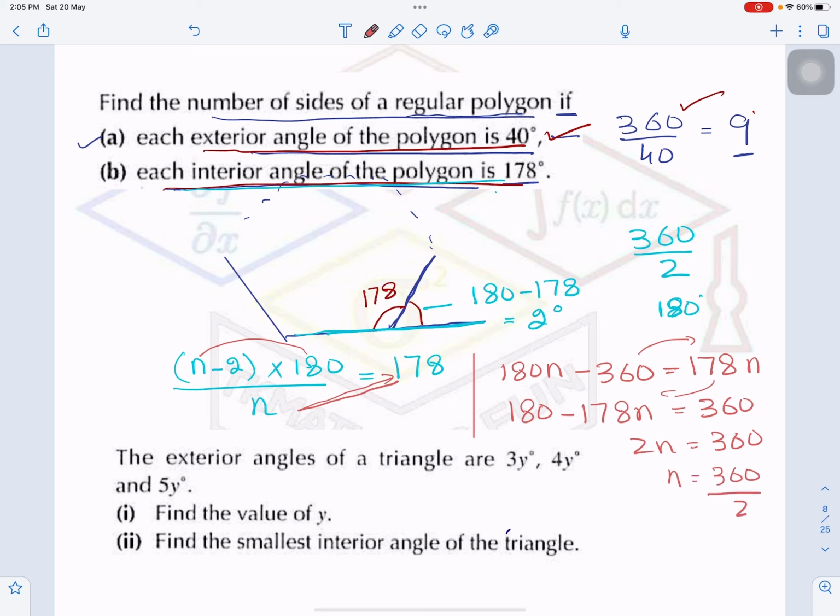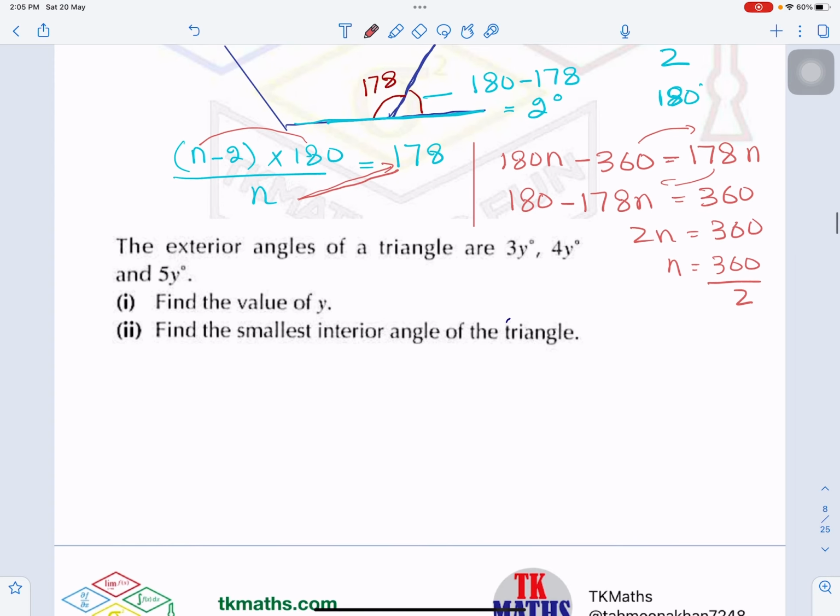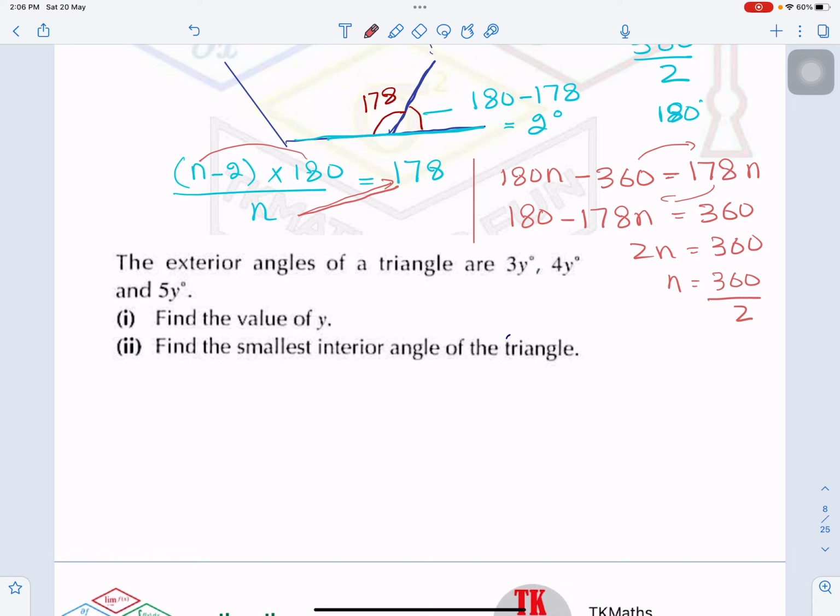But it is very lengthy. So you can use the concept of exterior angle, that if you know one exterior angle, divide the sum of the angles by one exterior angle and you get the number of sides. Now what about this one? Is it a little challenging or not? Now these exterior angles are all different, 3y, 4y, 5y, right? And they are all exterior angles. You have to find the value of y. What will you do?